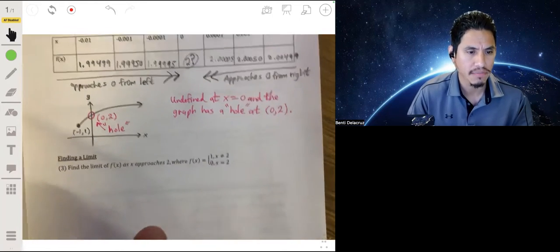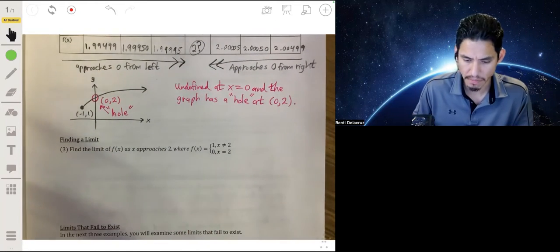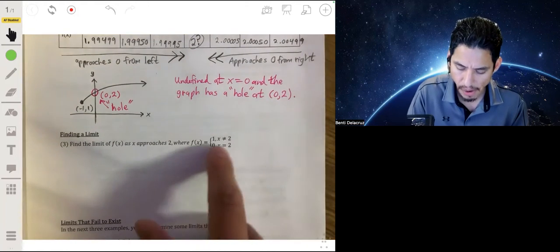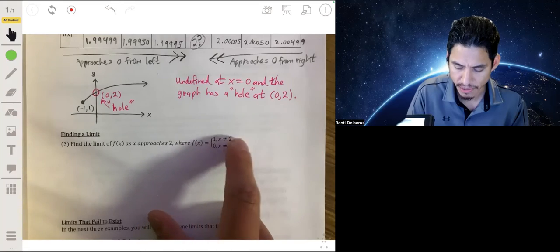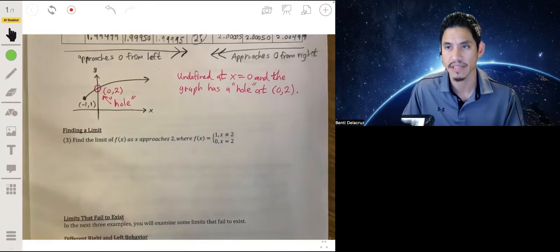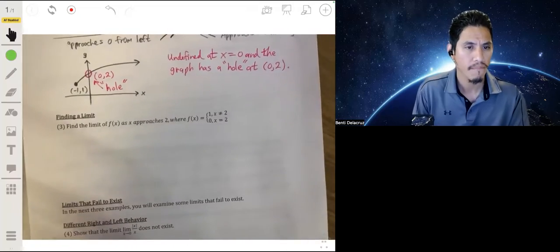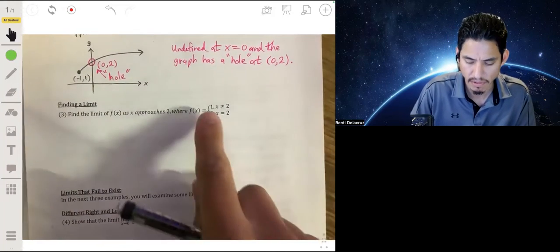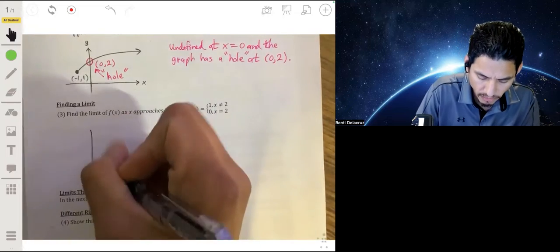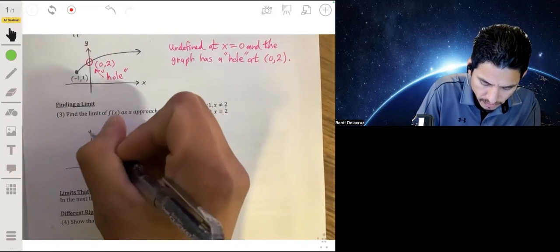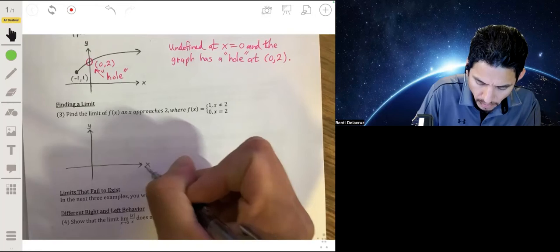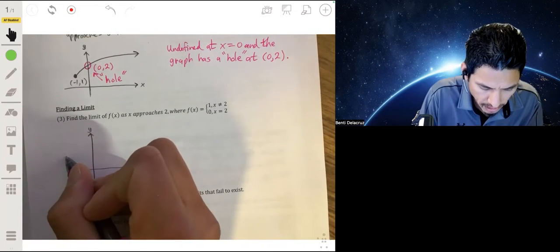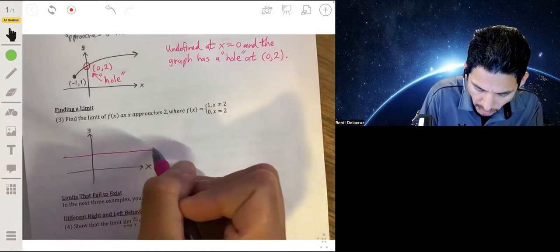Now let's look at a different situation. Let's say we have the piecewise function where f of x is equal to 1 when x is not 2, and f of x is 0 when x is equal to 2. Now, don't overthink this one because this graph is actually fairly simple. It's just a horizontal line, remember? The graph is just a constant. So if we were to draw this, the function would look something like this. Horizontal line.